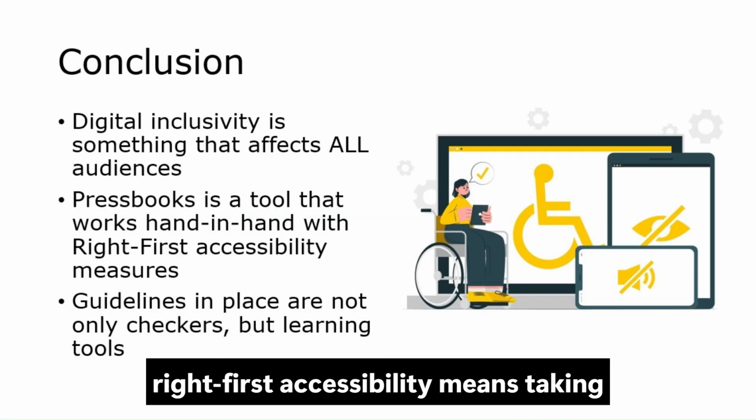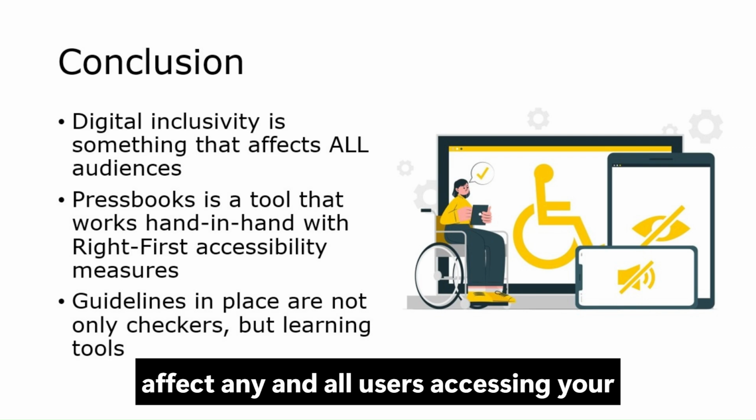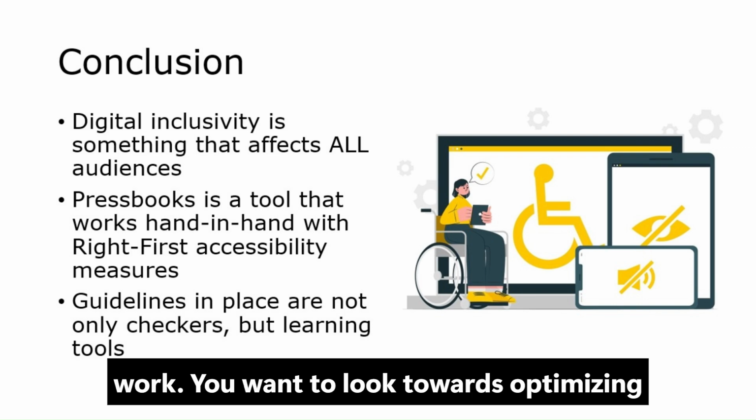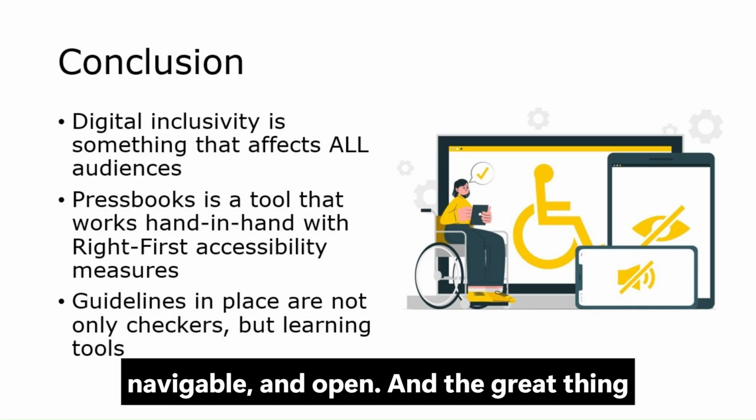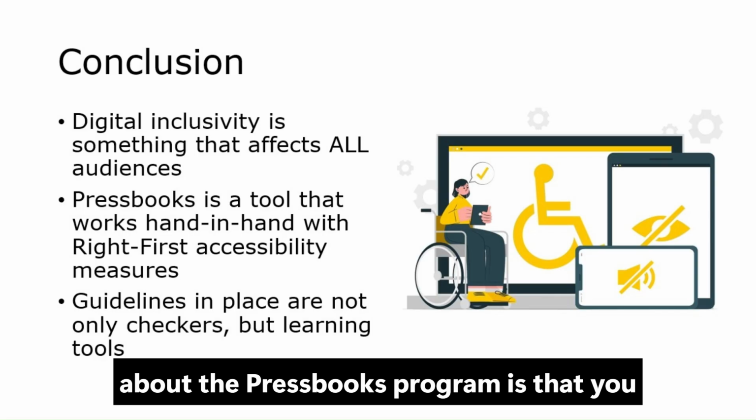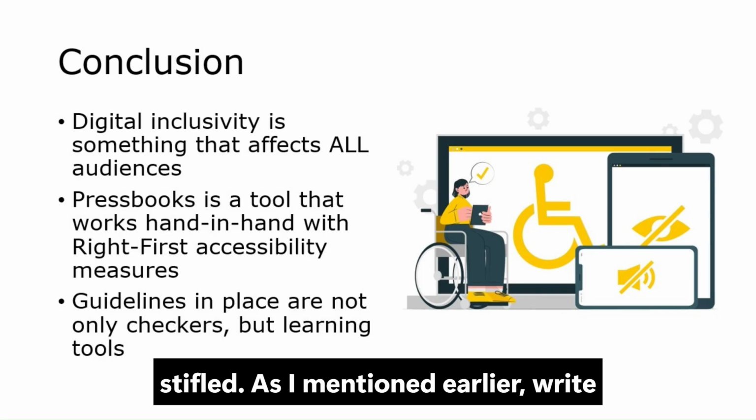In conclusion, right-first accessibility means taking into account how inclusive measures will affect any and all users accessing your work. You want to look towards optimizing your content to make it pleasing, navigable, and open. And the great thing about the Pressbooks program is that you are assisted in doing this every step of the way without your creativity being stifled.